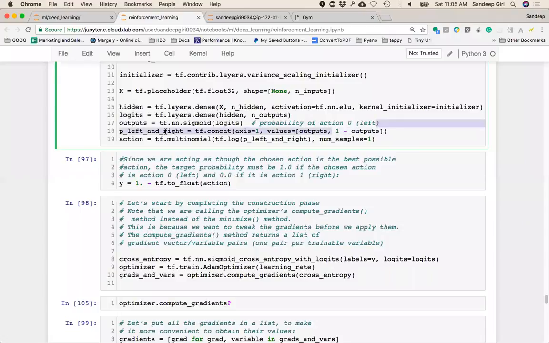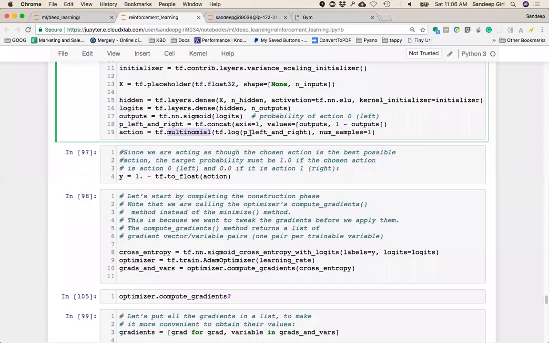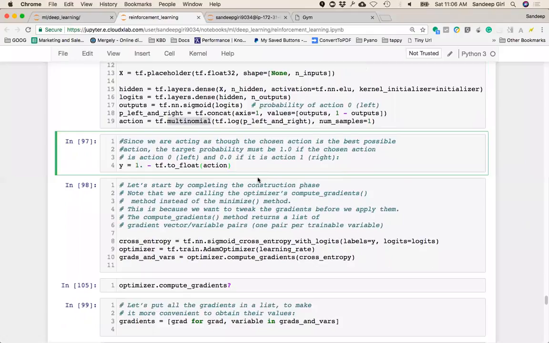And then using these probabilities, we randomly pick one action, with the same chances as the probability. Now, since we are acting as though the action that we chose is the best possible action, the target probability must be 1 if the chosen action is left.